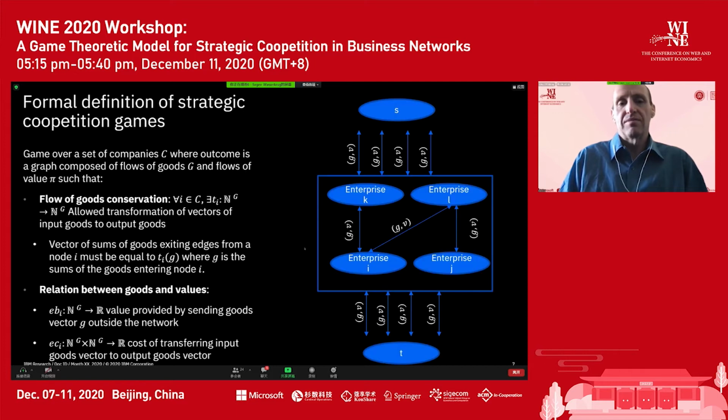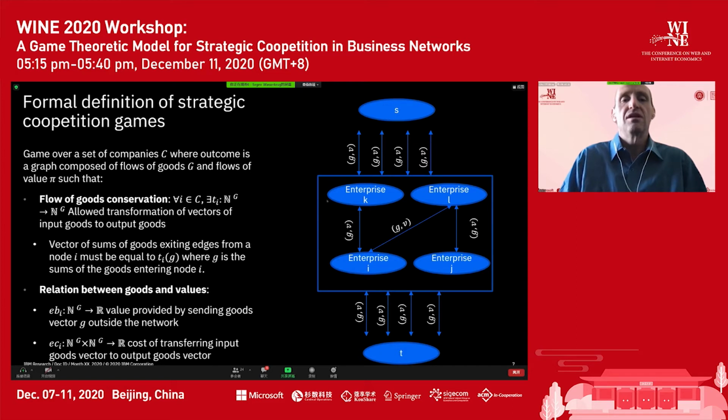The way we formalize it, we form what we call strategic competition games. And we define this as follows. This is a game over a set of companies C, where the outcome is a graph composed of flows of goods and flows of value, such that first we have a flow of goods conservation. What I didn't mention is that this is a very simple example, but our model in general also covers cases where one good can be transformed into another good at a cost, or several input goods can be transformed into different types of output goods, again at a cost.